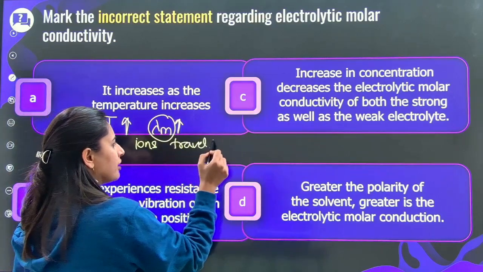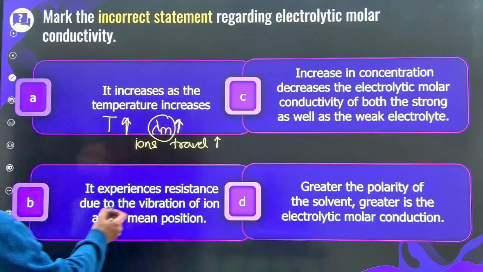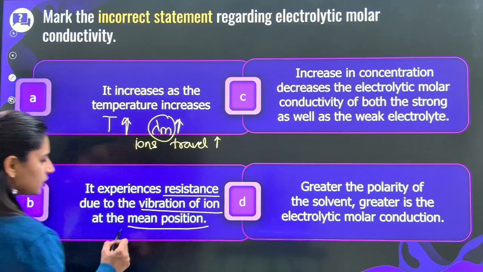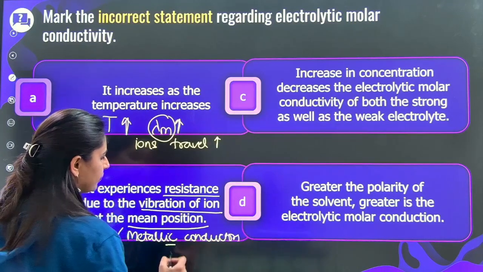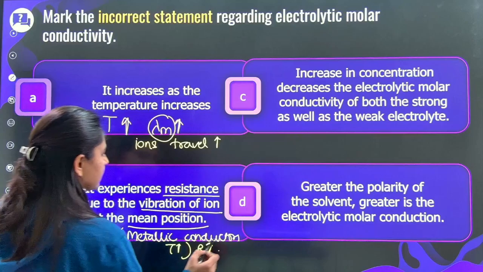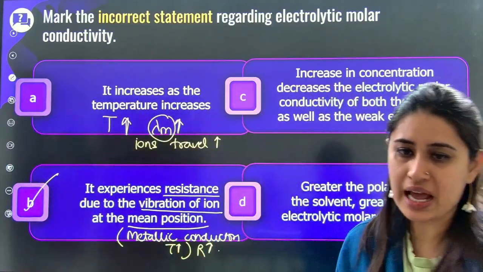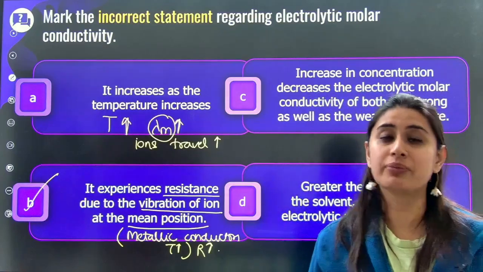They're going to vibrate faster. The kinetic energy increases. Okay. It experiences resistance due to vibration of ions at the mean position. This was true for metallic conductors. If you increase the temperature, the resistance increases, but not for the electrolytic conductivity, right? And molar conductivity is all about the electrolytic conductors and not the metallic conductors.